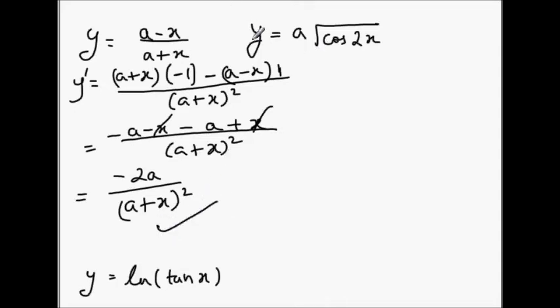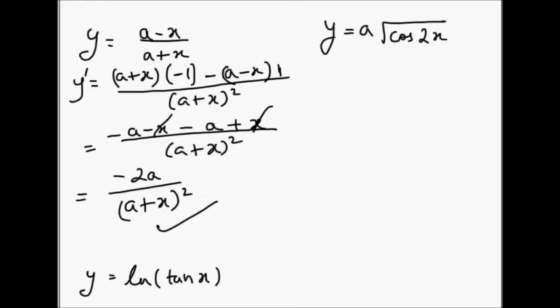Now coming to this question, y equals a cos root of cos 2x. This is obviously a chain rule question. You have a, which is a constant, so you don't have to worry about this. You have a square root function, you have a cos function, and you have a 2x function. There are actually three functions involved. This is obviously a chain rule.